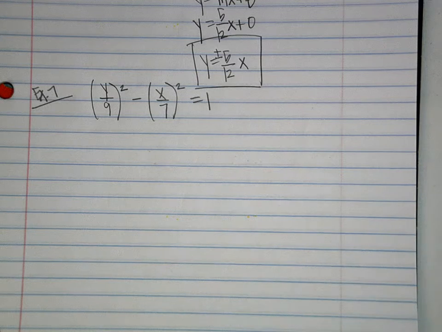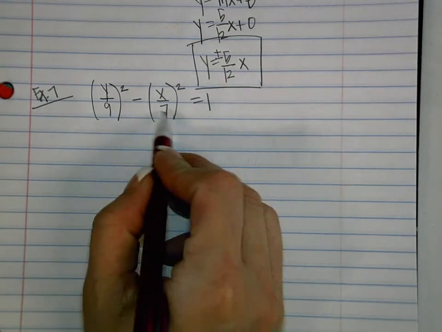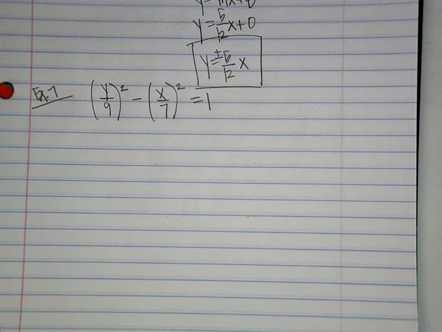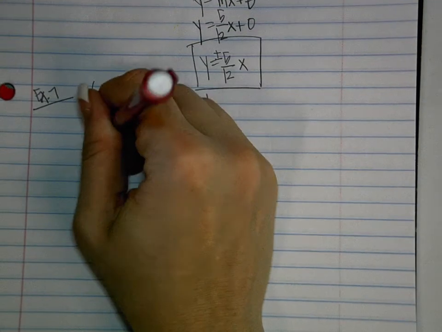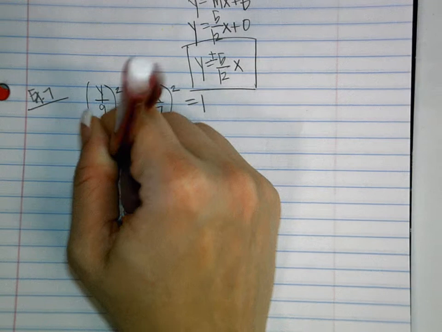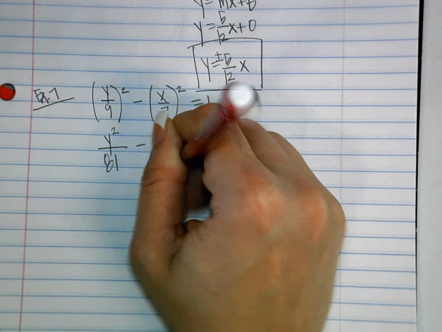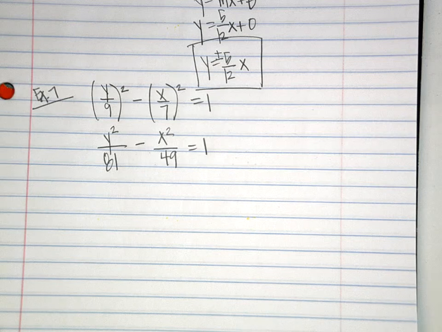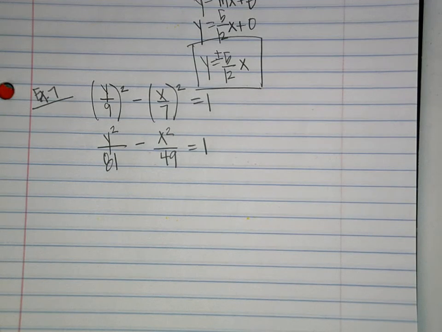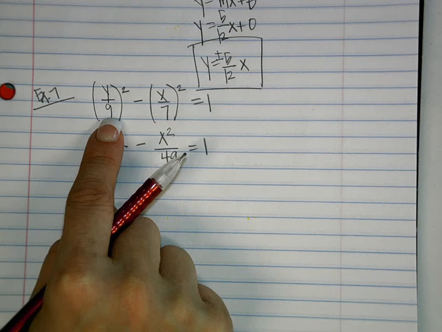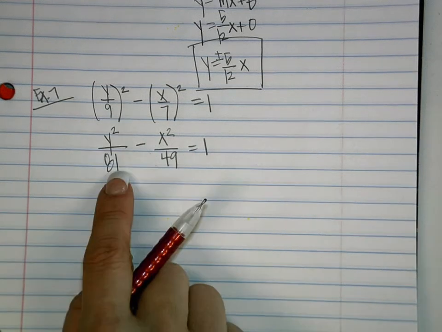Is this a form that we like to graph from? No. What do I have to do? What do I want to do first? Square the bottoms. Right. So really this is y squared over 81 minus x squared over what? 49 equals 1. Do you have to do that? No. But if you don't, a lot of times people will see this and they'll say that you move on the y-axis 3 spaces, which is wrong. Okay, it should be 9 spaces.